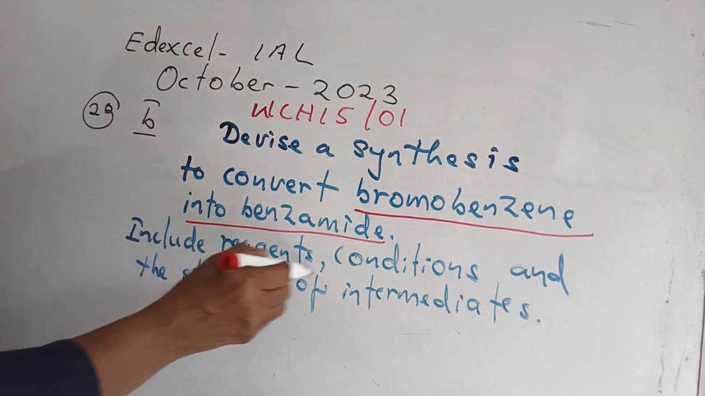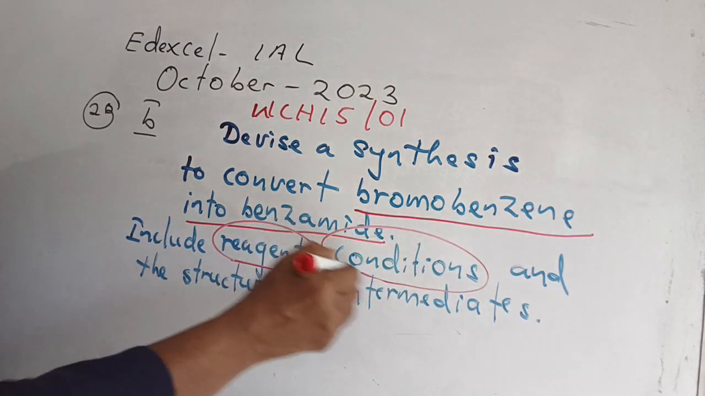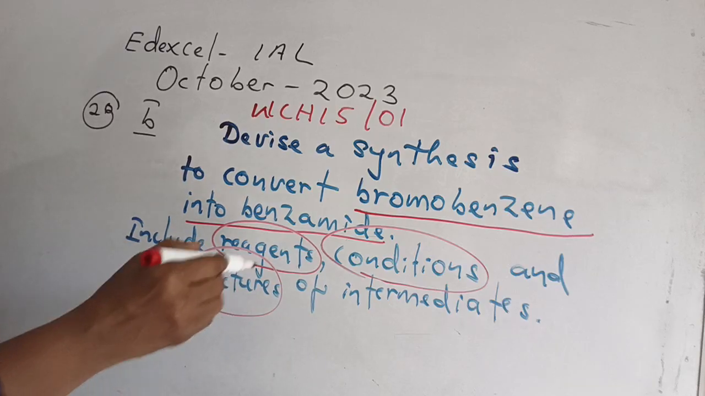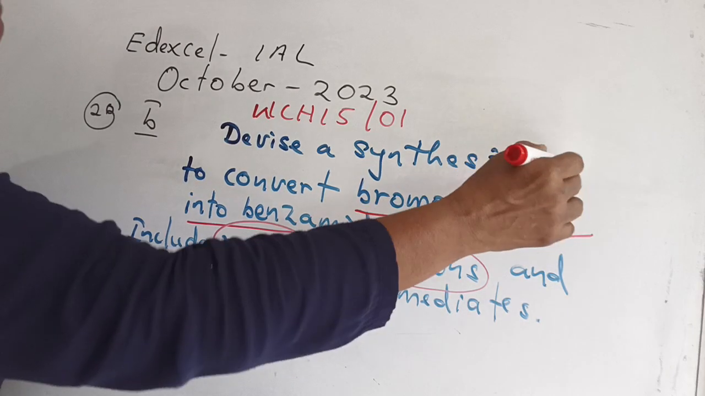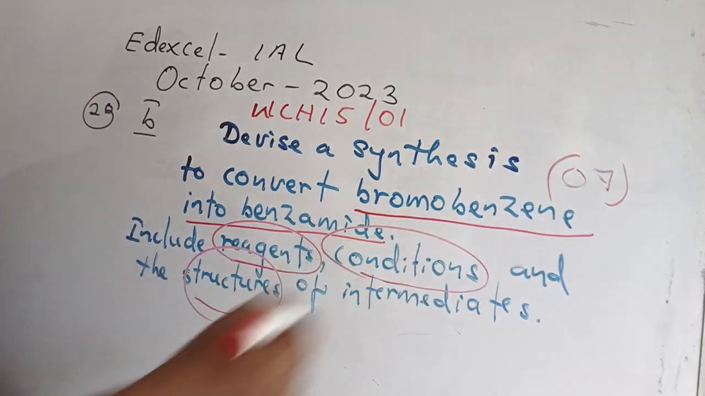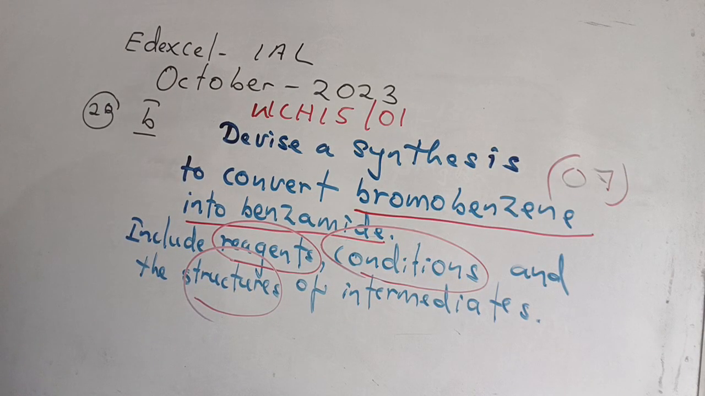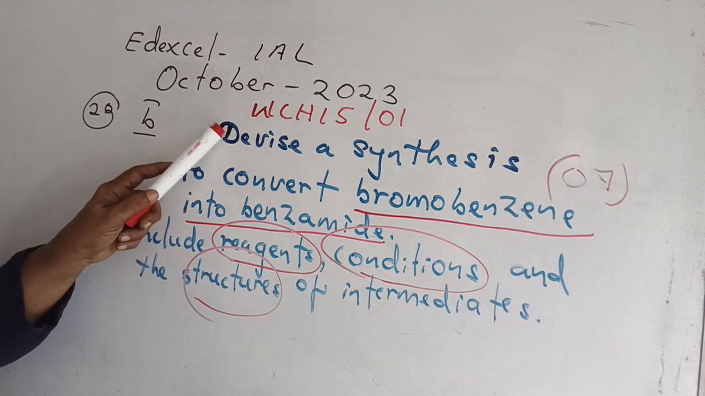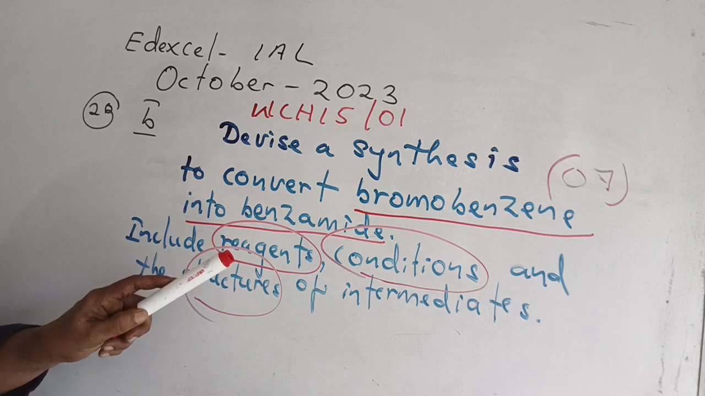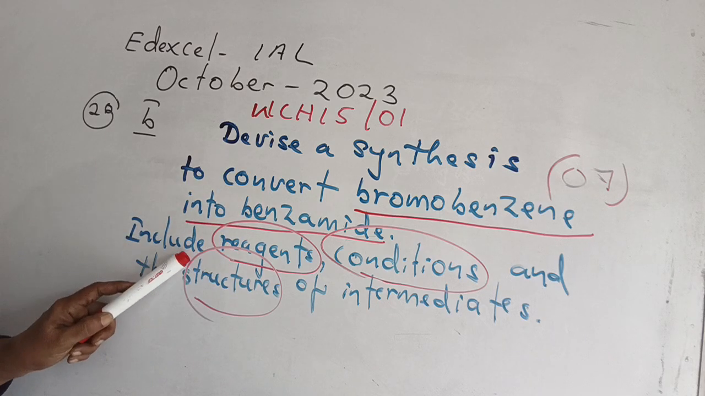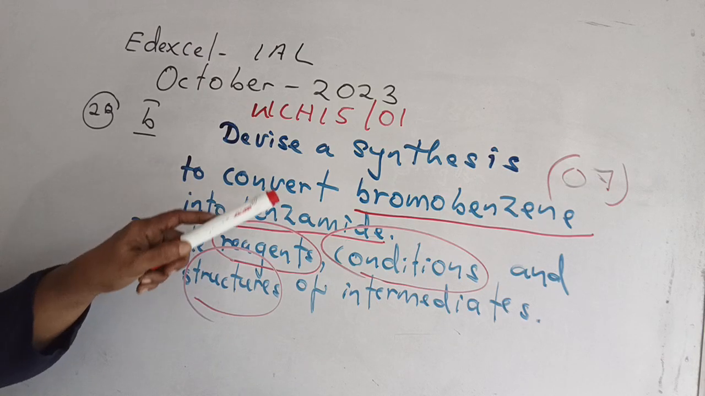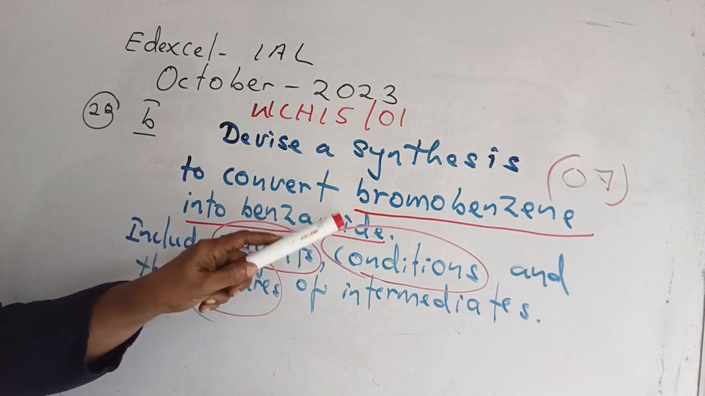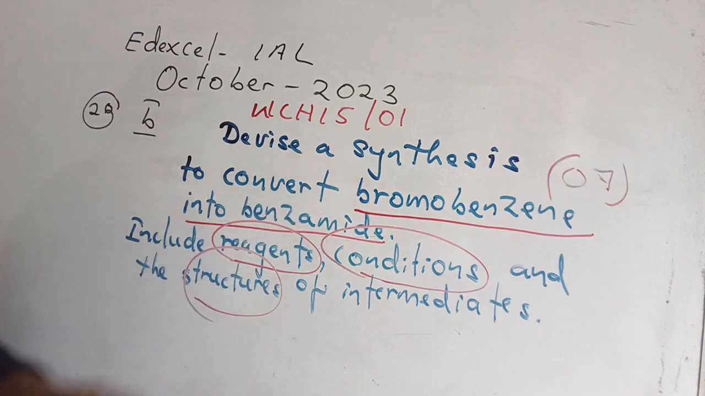Those things are very important: reagents, conditions, and the structures of intermediates. This question offers 7 marks. It should be very clear what the question is, and your answer should include the reagents, the conditions, and the structures of intermediates, to convert the initial compound, bromobenzene, into the final compound, benzamide.